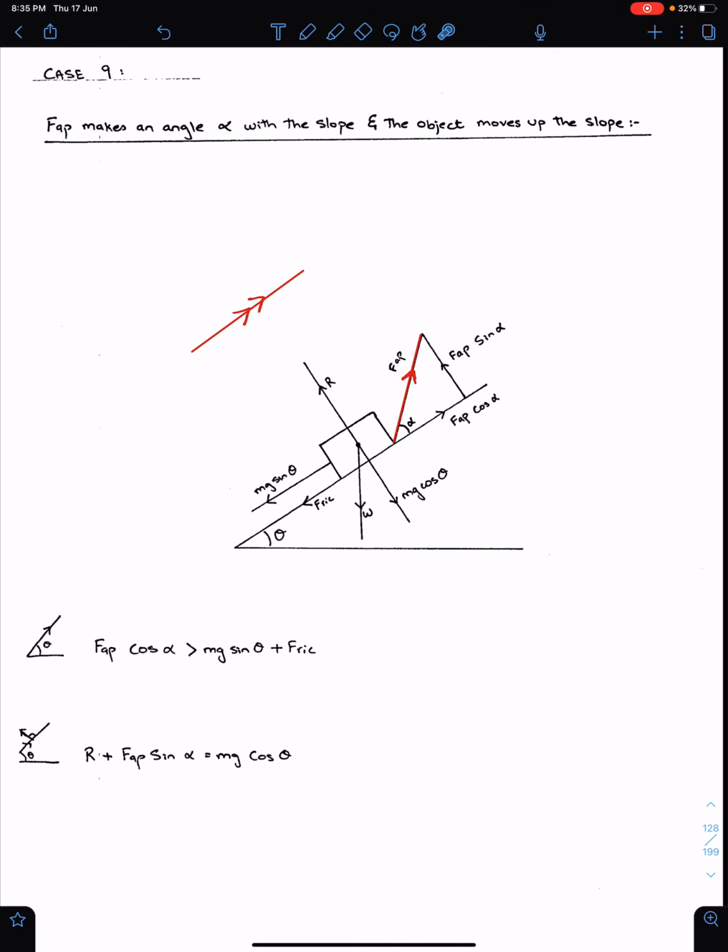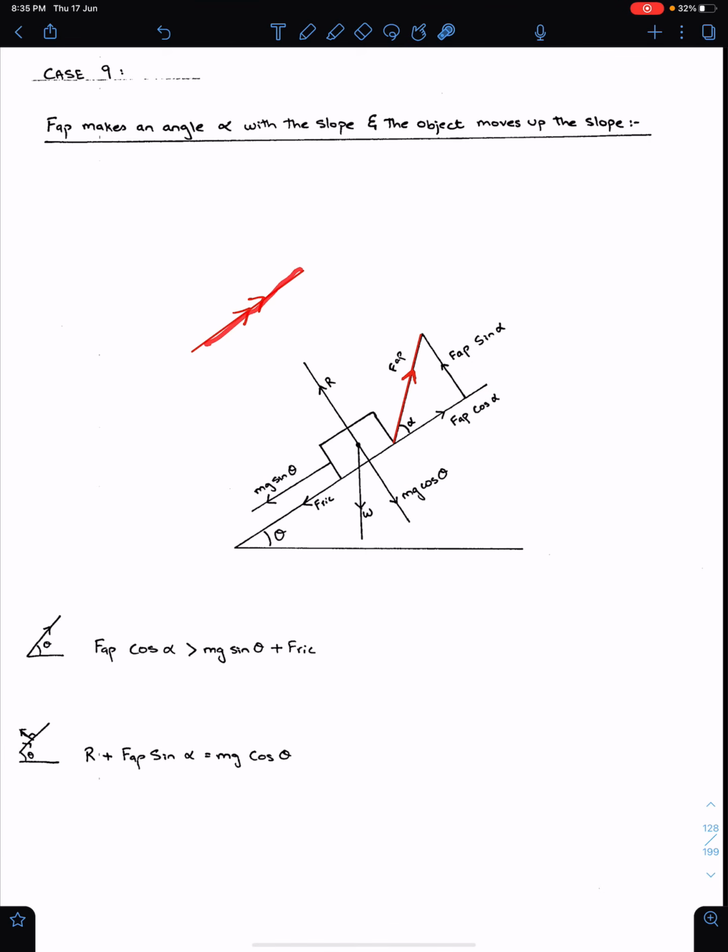Case 9. The applied force makes an angle alpha with the slope. This is the applied force and it makes angle alpha from the slope. And the object moves up the slope. So this applied force has two components. Number one, FAP cos alpha, and number two, FAP sin alpha. And these are the two components of weight.